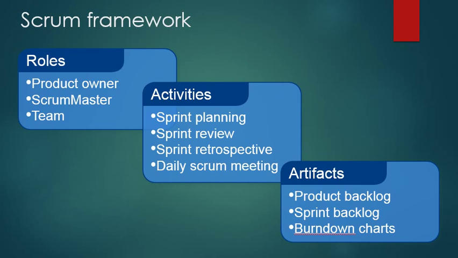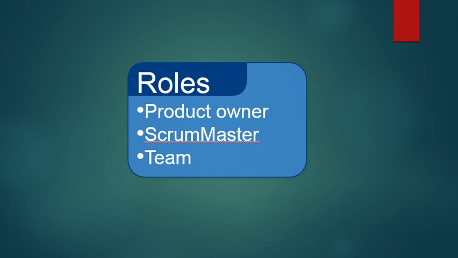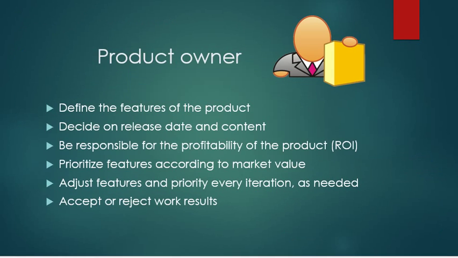The Scrum framework has roles, activities, and artifacts. Roles such as product owner, Scrum master, and team. Activities: sprint planning, sprint review, sprint retrospective, daily Scrum meeting. And artifacts: product backlog, sprint backlog, burndown charts. Let's start with roles. And I think the first role is the product owner.